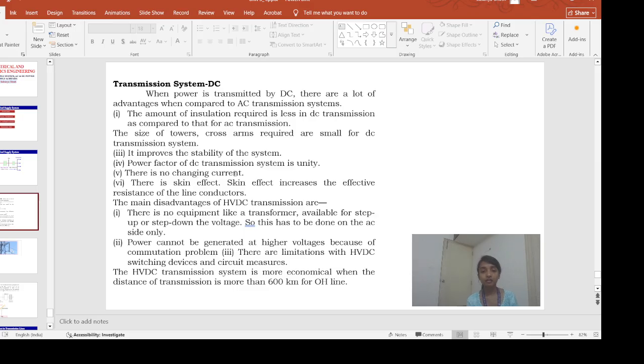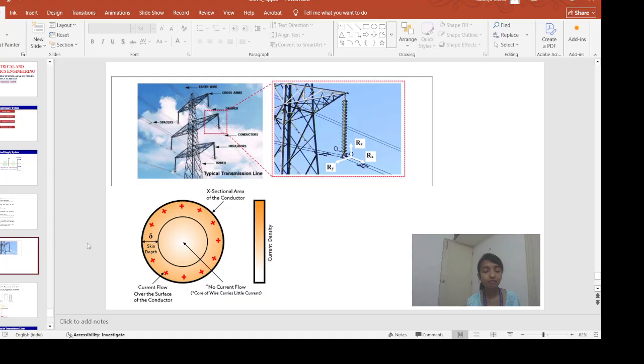There is no change in current direction, obviously. There is skin effect. Skin effect increases the effective resistance of the line conductors. This skin effect is usually observed in AC, not in DC. When AC current flows through a conductor, it is distributed non-uniformly throughout the conductor. You will find that at the edge or surface of the conductor, the current density is more compared to the inner side. This is called the skin effect.